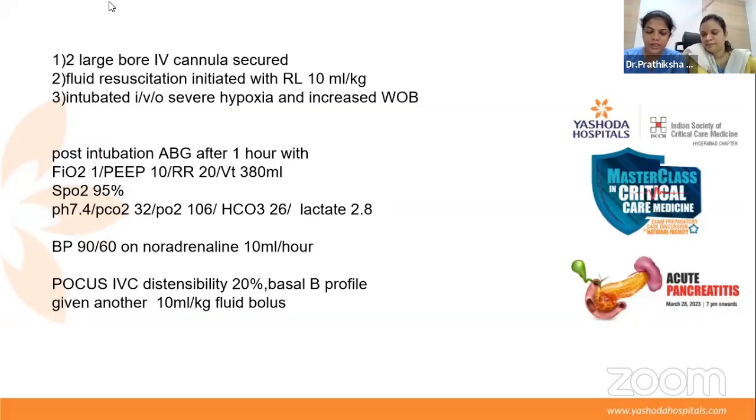What is the score in our patient? 3. It's correlating, 3. Which suggests that there is severity. What about the harmless acute pancreatitis score? We are not aware of that. Oh, no issues.